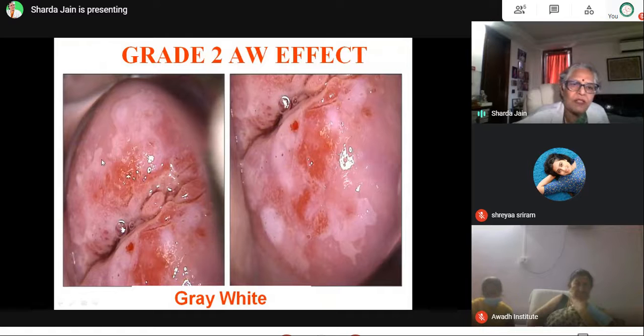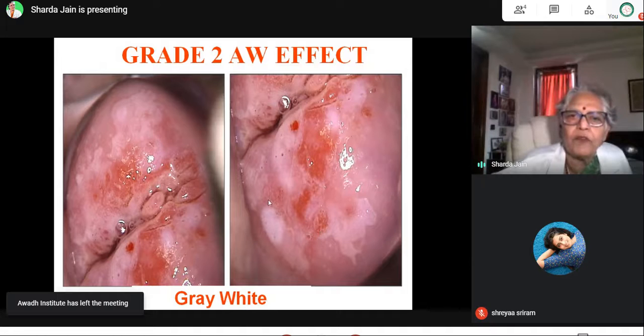Now in this particular area you can see different irregular patches. At times the opaque area has been there. It is a little more magnified. You can see these are the dense opaque areas. And again this was grade 2 we said, and finally it turned out to be CIN2. And if you take a biopsy from this area, it will come as CIN2.